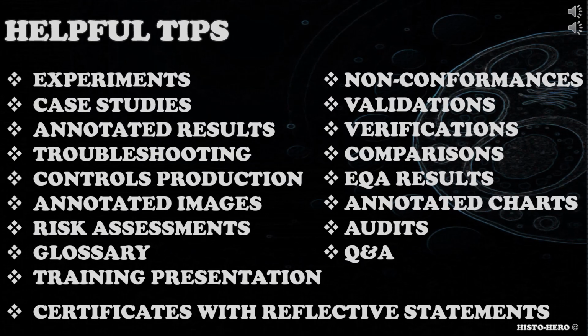Also ask them to try and use various types of evidence, not just one type, like case studies, for each subsection. They could use experiments, case studies, annotated results, annotated photographs of them performing tasks, evidence of troubleshooting, annotated EQA results, nonconformances, validation and verification evidence, comparisons of different approaches and their pros and cons, control material production, certificates of course attendance with reflective statements, annotated images or charts, and so on.